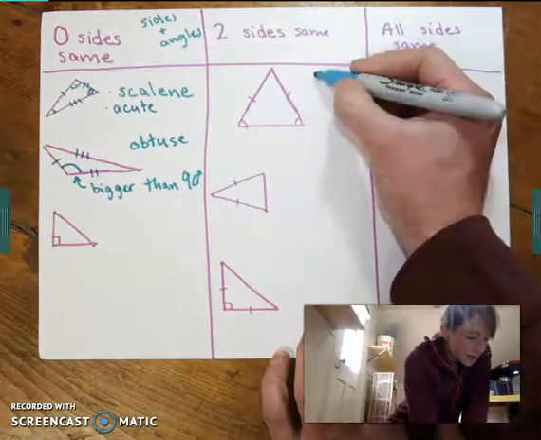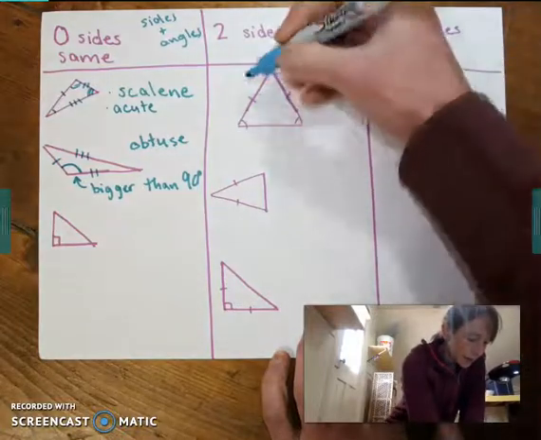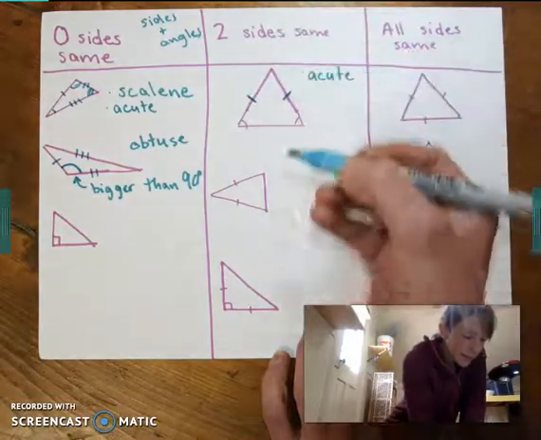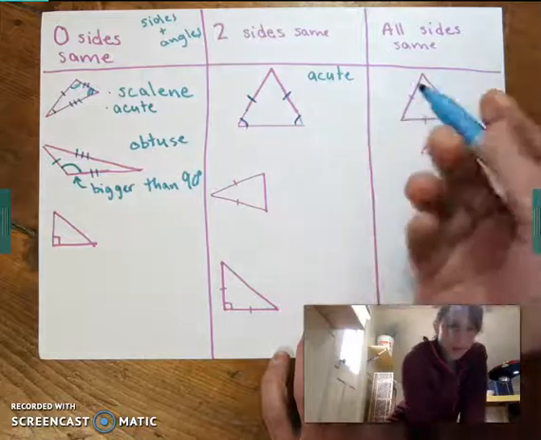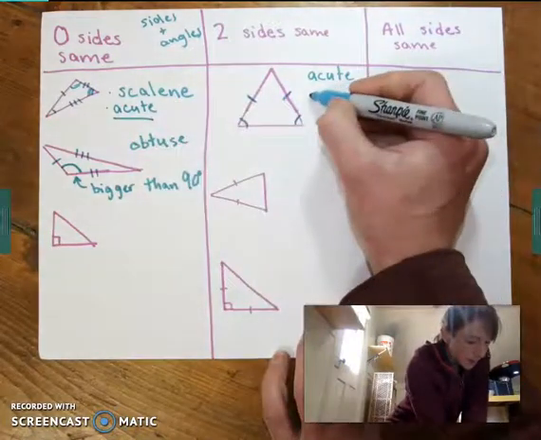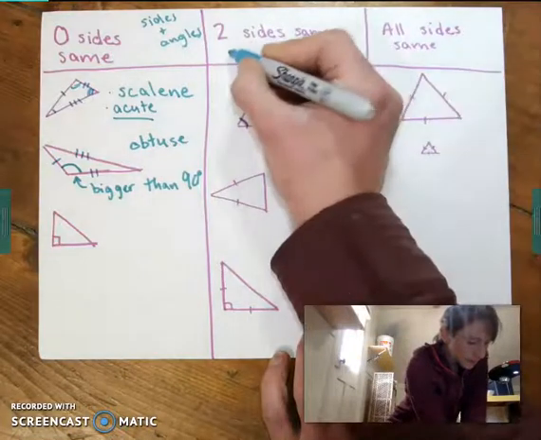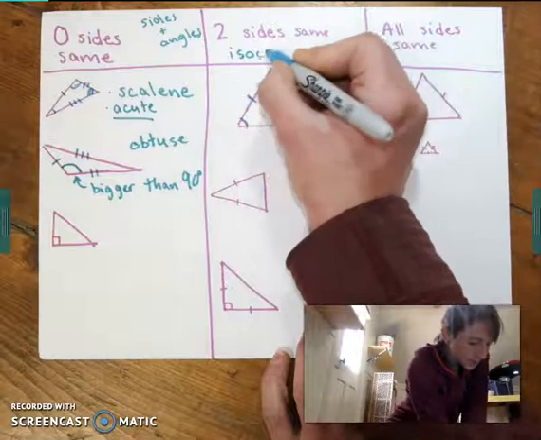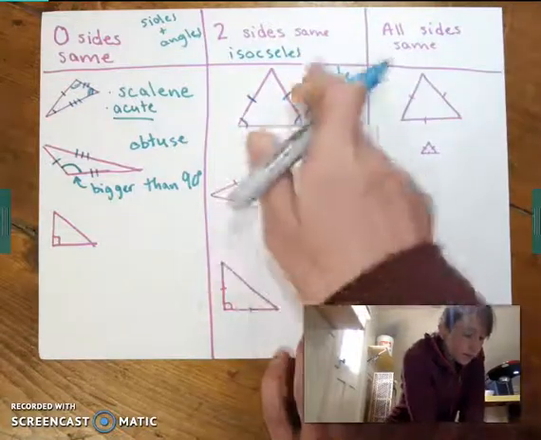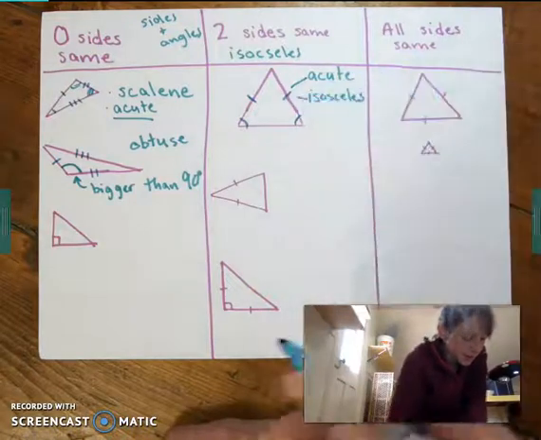This is also an acute triangle, but it's a special acute triangle because two of the sides are the same and two of the angles are the same. So this is still acute, but it's called isosceles. So one triangle can have two different names. That's okay. This one is both acute and isosceles.